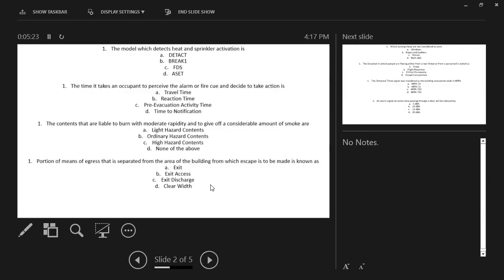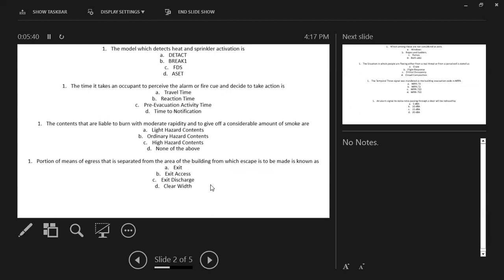Which model detects heat and sprinkler activation? The model which detects heat and sprinkler activation is the detect model, right? The detect model defines detection and activation of the sprinkler.